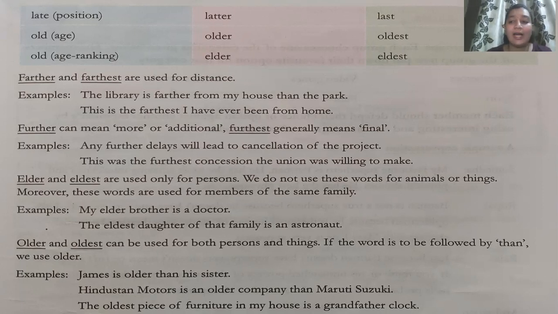Farther and farthest are used for distance. The library is farther from my house than the park. So here distance is shown कि जो library है वो मेरे घर से दूर है, पार्क से भी ज्यादा मेरे घर से दूर है. This is the farthest I have ever been from home. Again distance कि इतना दूर मैं अपने घर से पहली बार रहा हूँ.